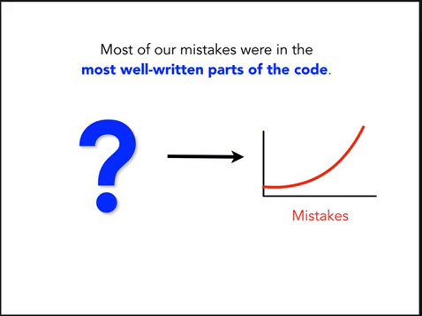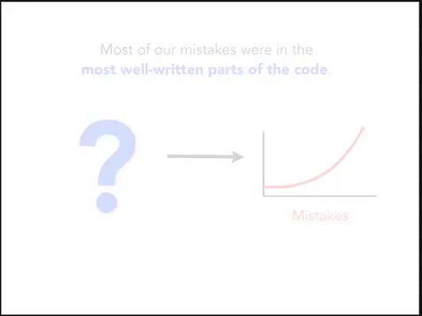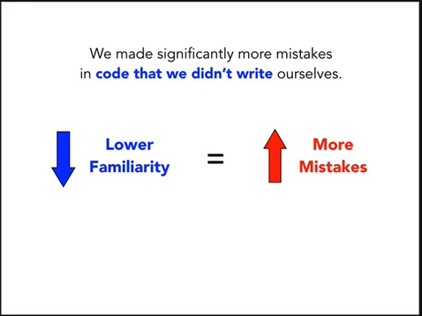Most of our mistakes were actually in the most well-written parts of the code. The bugs weren't in the crufty code, they were in the code that was written by our most senior engineers. And I did find one correlation in the data though. We made significantly more mistakes in the code that we didn't write ourselves. And while that made some sense, I mean, a lack of familiarity increasing the likelihood of mistakes, I couldn't help but think there had to be more to the story.